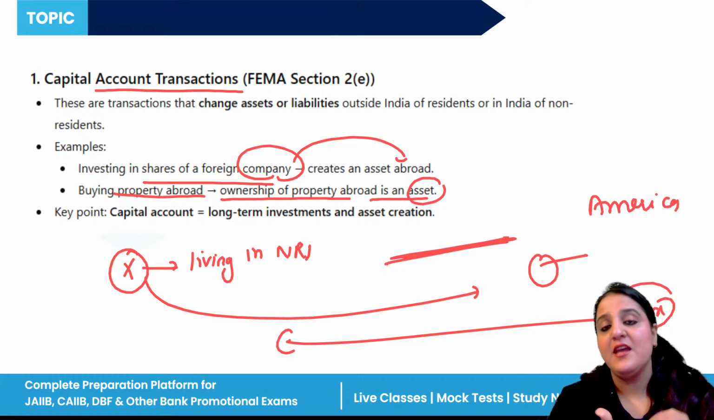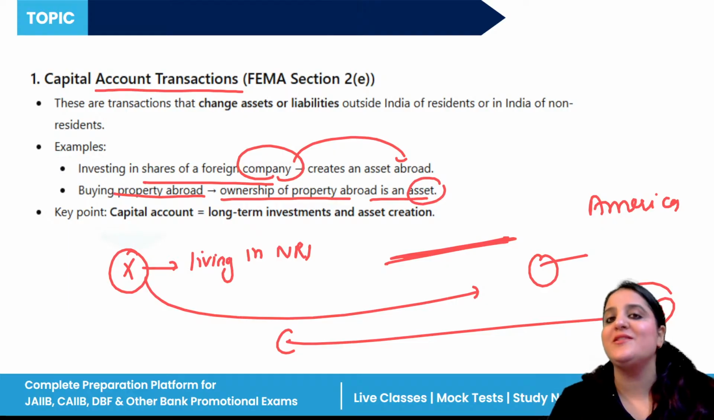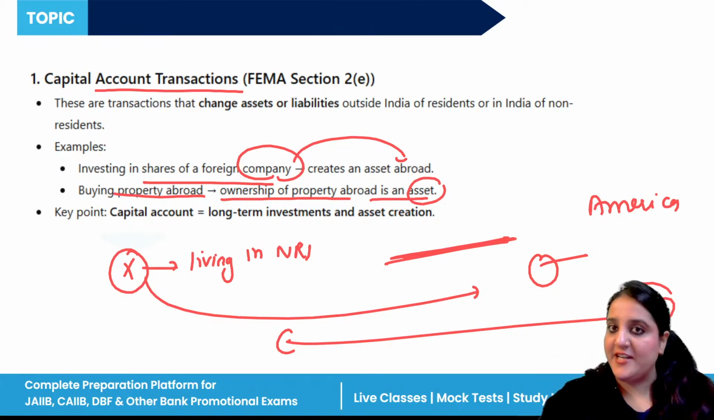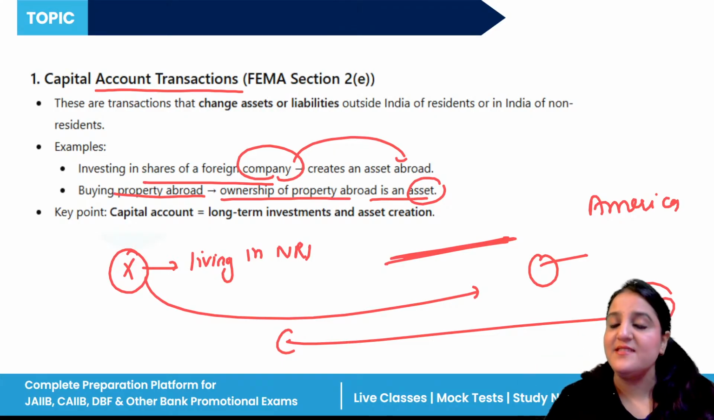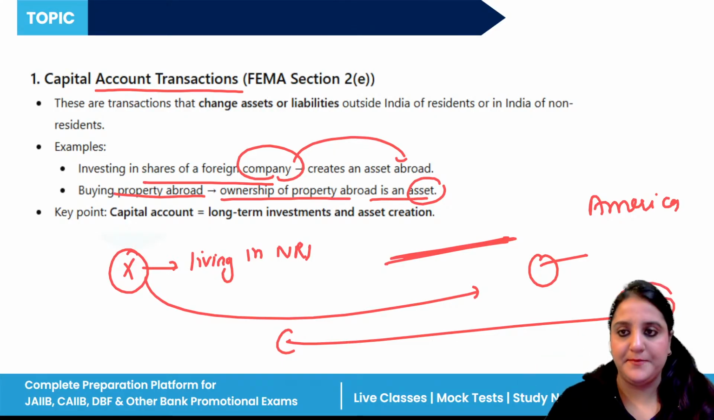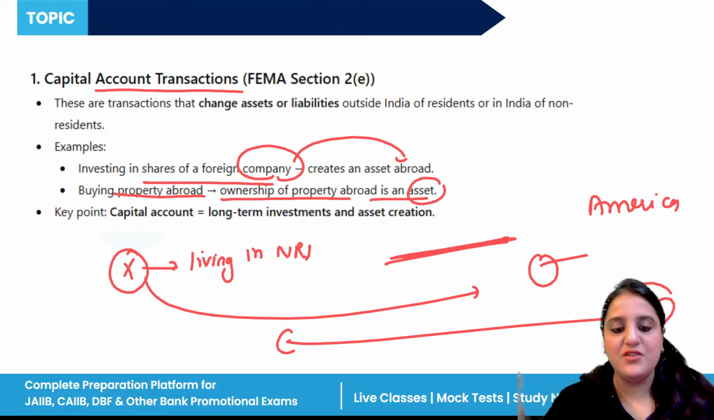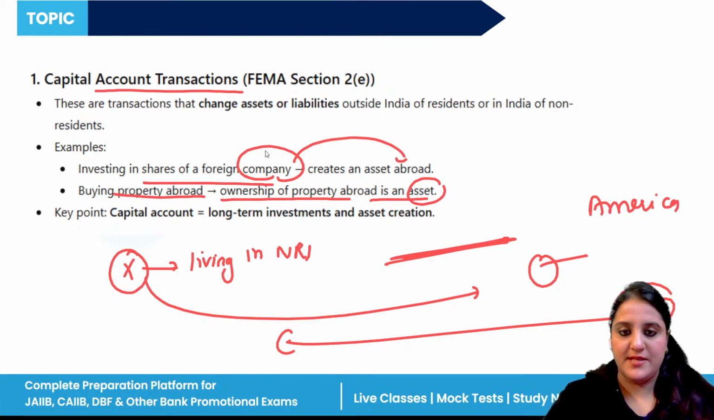Whenever we say capital account transaction, it alters or changes the assets and liabilities of an individual outside India and alters the assets and liabilities of the NRIs who are in India. Clear? That is called capital account transactions. Right?